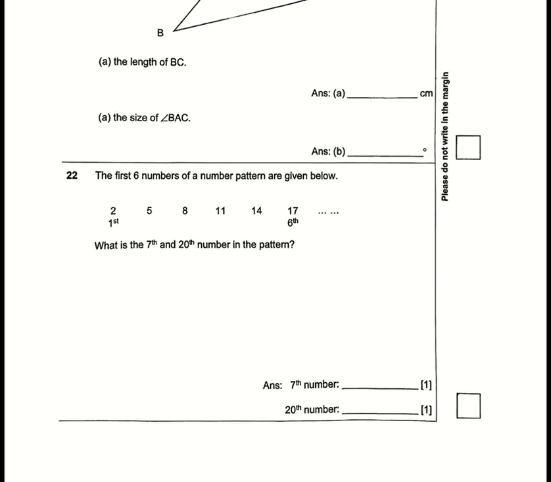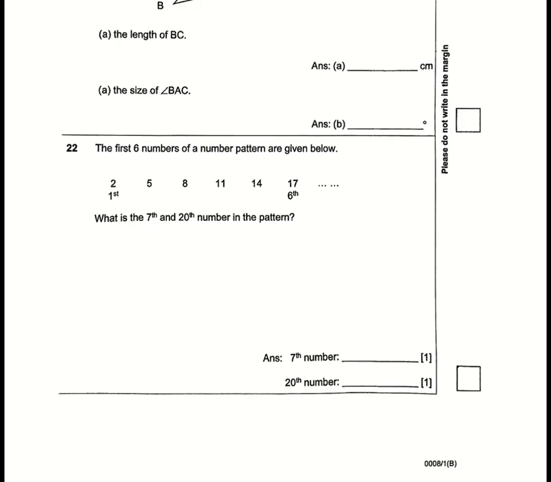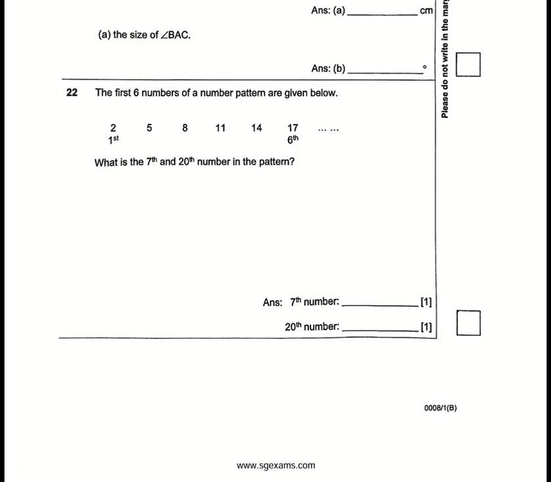And now let's come to the next one. The first 6 numbers in a number pattern are given below. What is the 7th and the 8th number? So let's look at how these numbers are being generated. 2 became 5. So what is the difference between those two? 5 minus 2 gives me 3. All right. Let me check. 8 and 5. 8 minus 5 gives me 3 also. So 11 minus 8, that also gives me 3. So what I find here is the common difference is this.